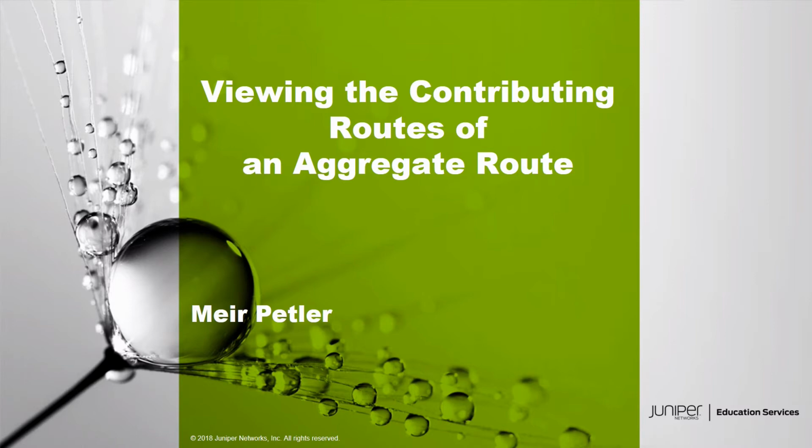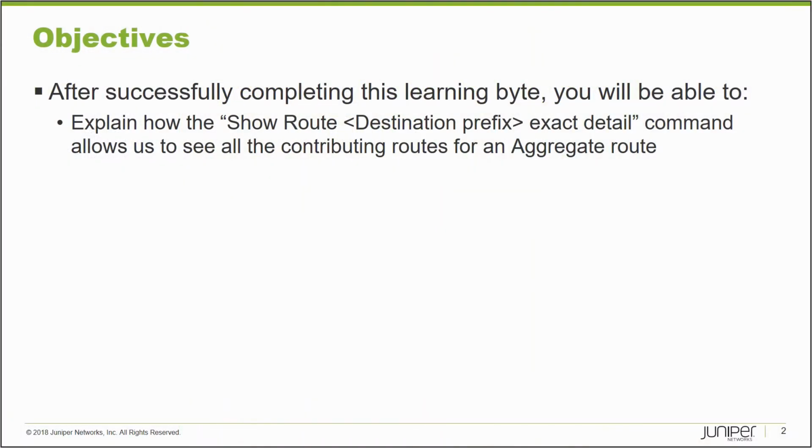Let's get started. After successfully completing this Learning Byte, you will be able to explain how the show route prefix exact detail command allows us to see all the contributing routes of an aggregate route.